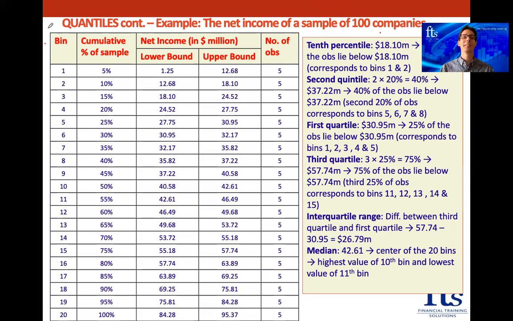Okay, so with this example here, what we've got is the net income of a sample of 100 companies.